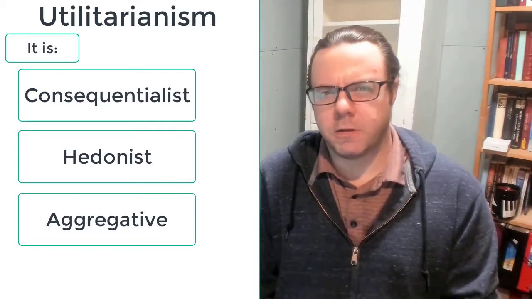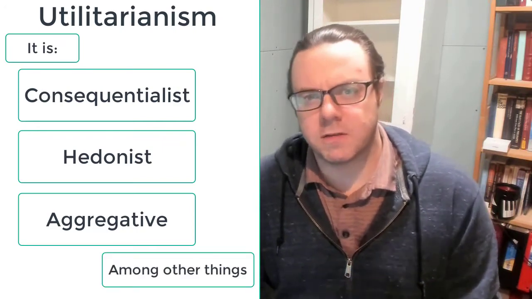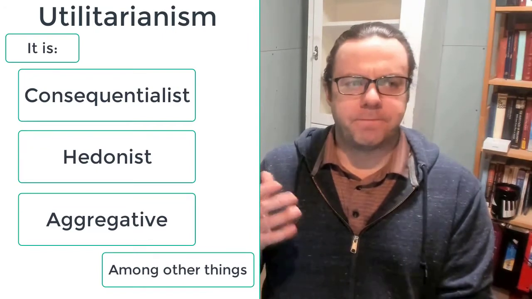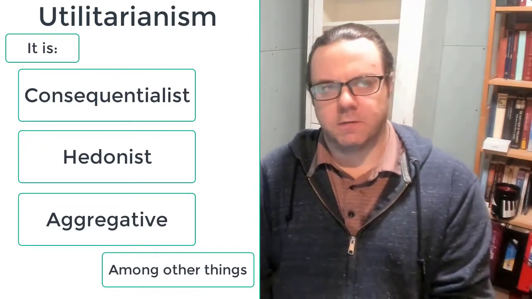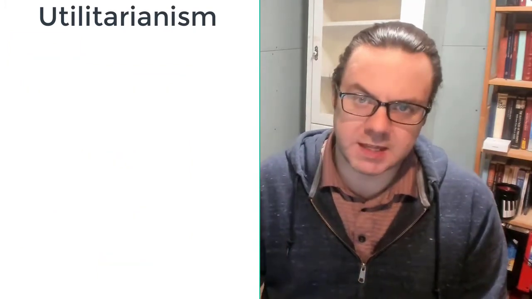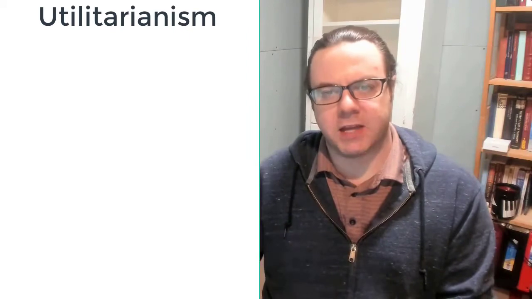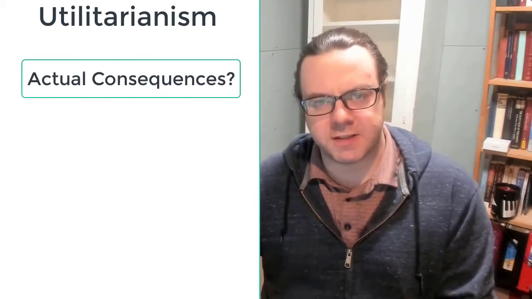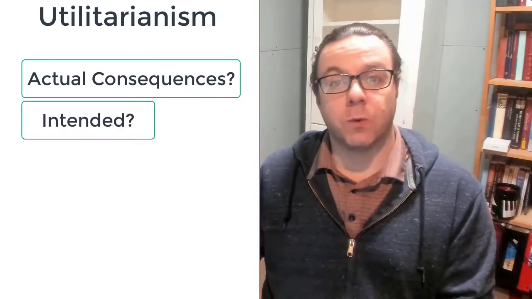And there are other things we could think about in terms of the ideas embedded in this theory that allow for sort of parameters of modification or variation on the theory. For example, when we say that the consequences are what matter, is it the actual consequences of the act, or is it the consequences that were intended, or the consequences that were likely?